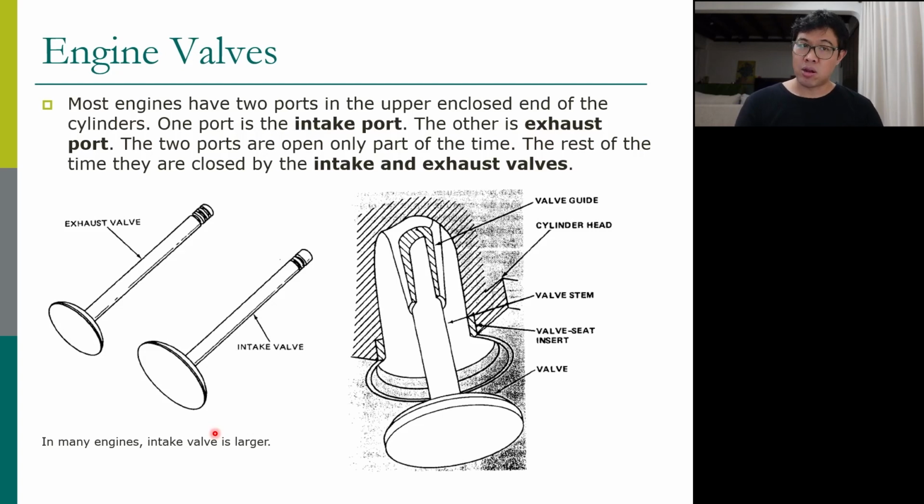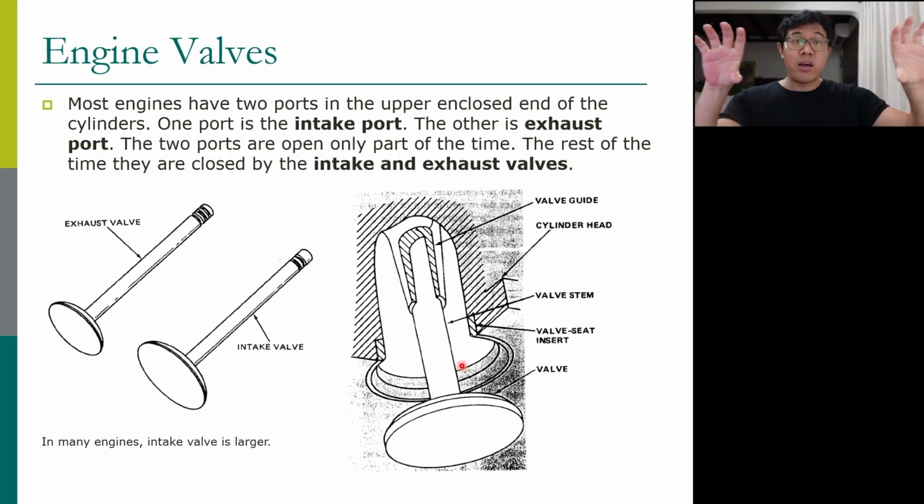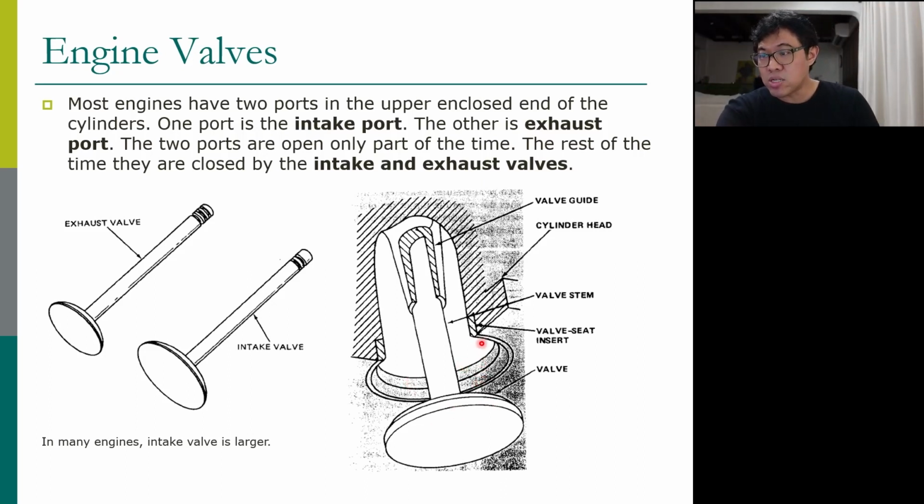We don't need a lot of area, so that's why the exhaust valve is smaller. Normally, when the valve is closed, the valve is in the cylinder head, right? In the cylinder head. And when the valve is closed, it sits on this valve seat. This valve seat is part of the cylinder head. And the stem is inserted into a hole in the cylinder head also.